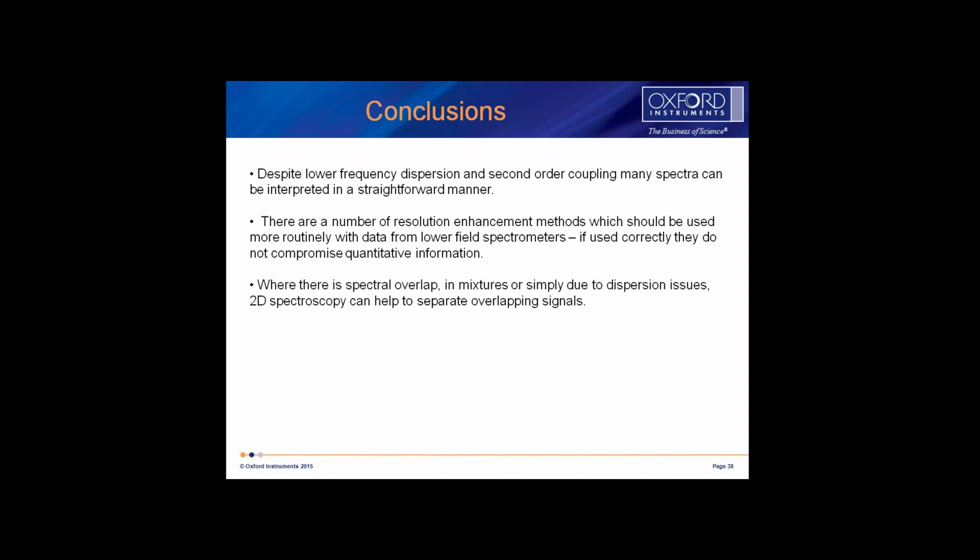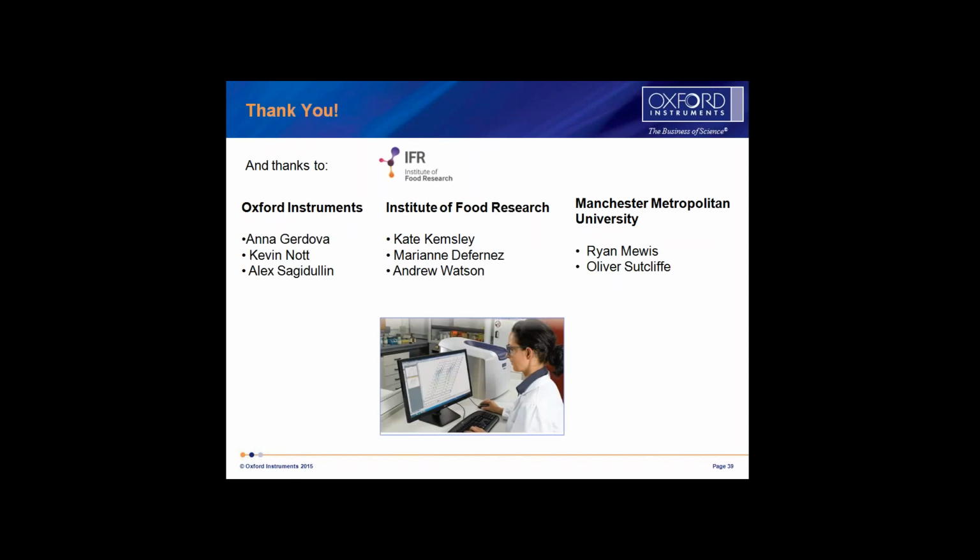Where there is spectral overlap in mixtures or simply due to dispersion issues, 2D spectroscopy can help us to separate out the overlapping signals. And the 1D version of many of the 2D homonuclear experiments can be used to extract particular pieces of information very, very quickly.